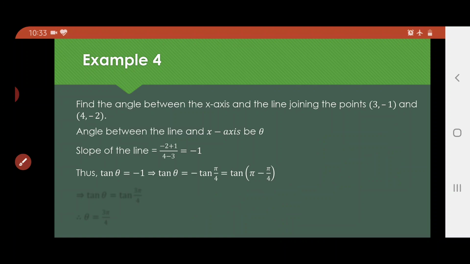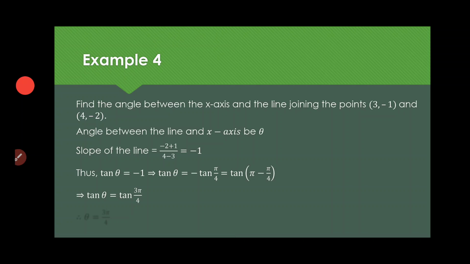So therefore, if the minus is absorbed inside, it becomes pi minus pi by 4, because we know in the second quadrant tan is negative. So therefore tan theta becomes tan 3 pi by 4, and hence theta is 3 pi by 4. Fine.